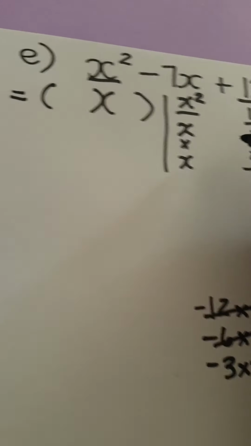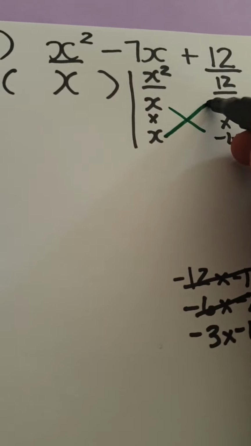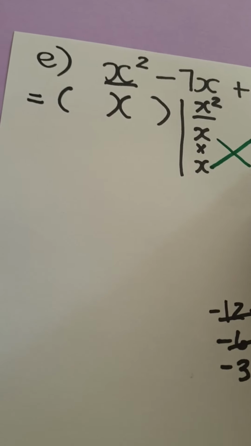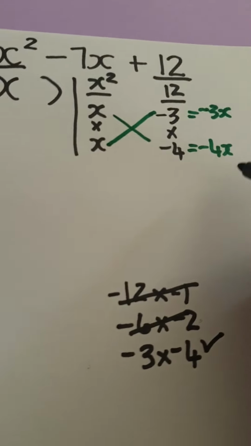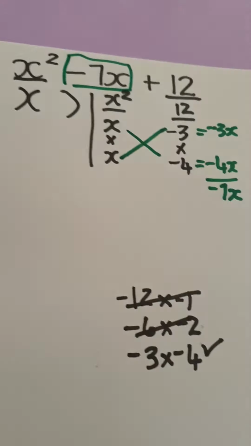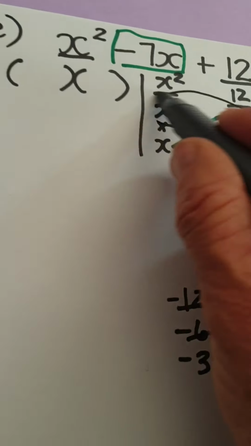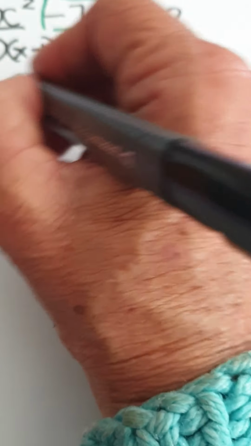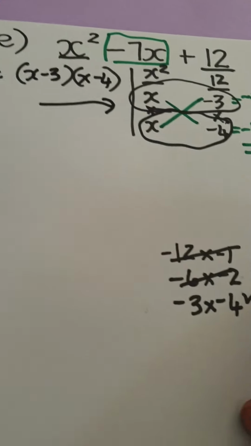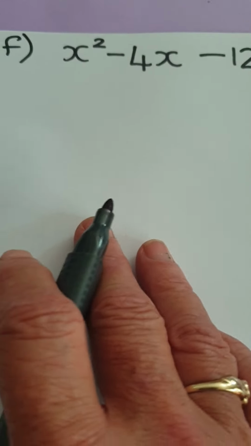I test it. Outside terms gives me negative 4x. Inside terms give me negative 3x. When I add, I get negative 7x, which is the middle term of my trinomial, which means I'm done. My first bracket, x minus 3, I put it in. My second bracket, x minus 4, I put it in, and I am done. Answered, factorized, finished.